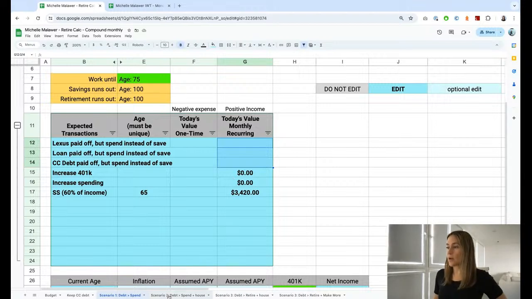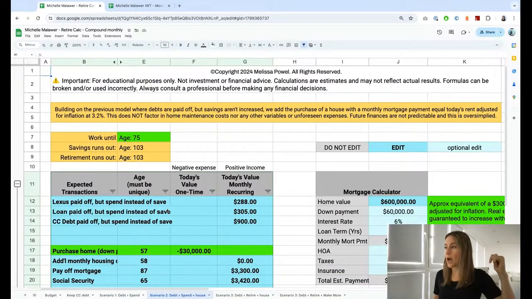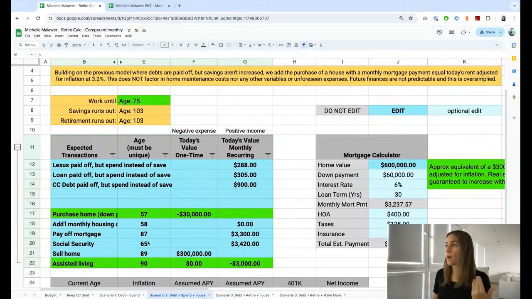So I wanted to see what would happen if this person has paid off their debts, but has also increased their cost of living at the same rate. And then they decide to buy a house. What age could they buy a house? How long would they have to work? How much of a house could they buy?